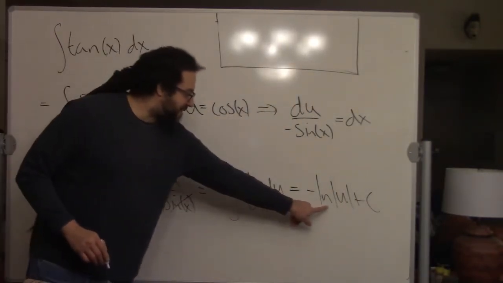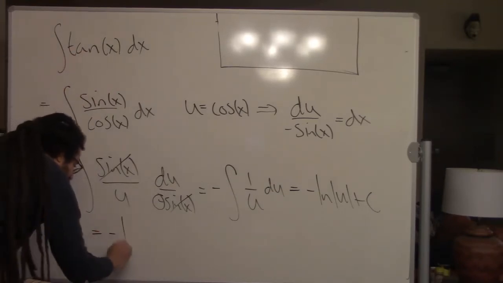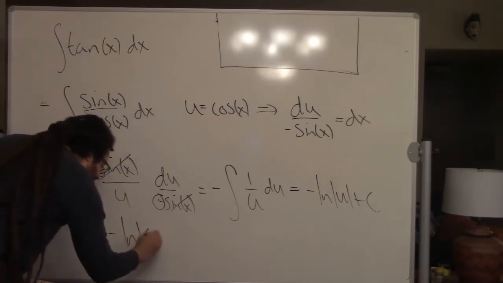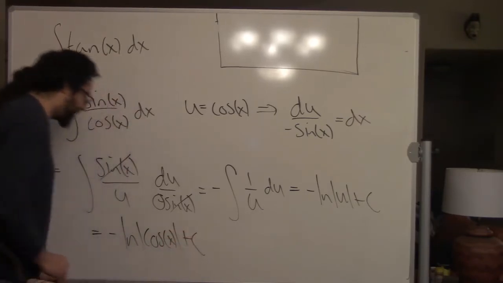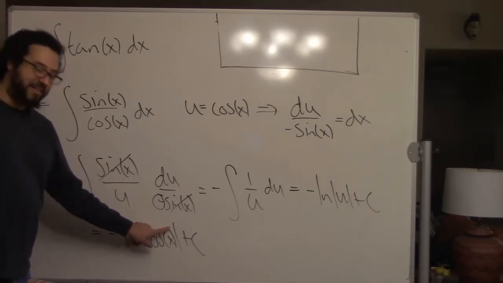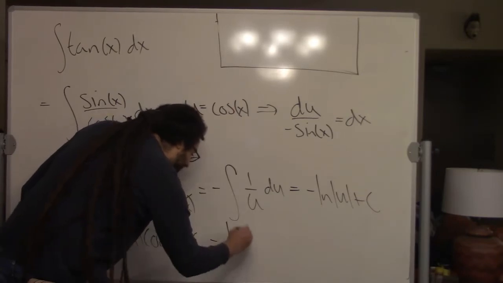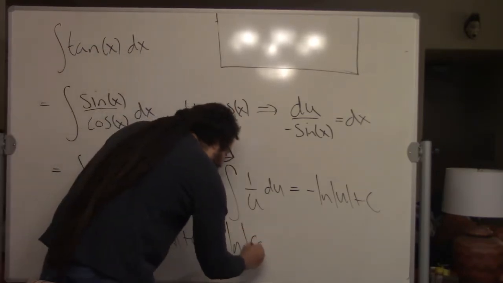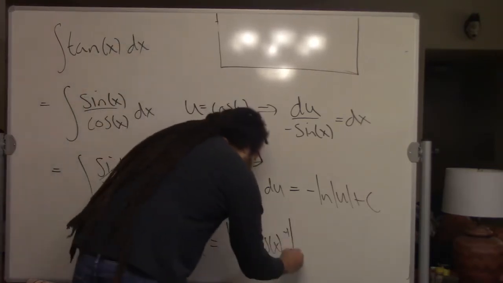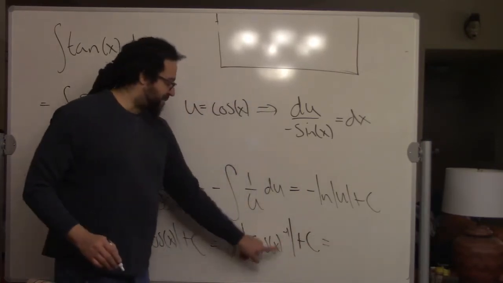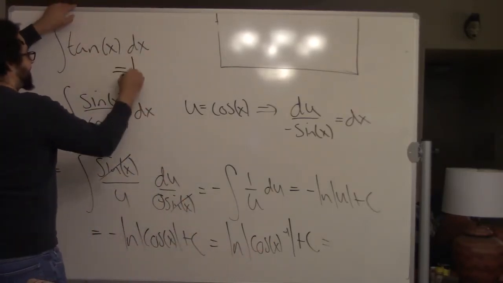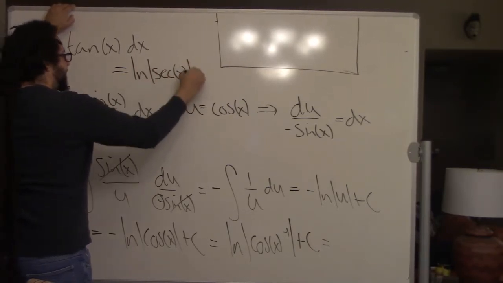So now we just want to write this thing in terms of x. So this is equal to negative natural log of cosine of x plus c. But now remember, the negative out front means that we can write the negative 1 power inside the parentheses. So this is the same thing as natural log of cosine to the negative 1 power. That's not cosine inverse, it's the reciprocal of cosine. And so remember, the reciprocal of cosine is just secant, and so this antiderivative is natural log of secant x plus c.